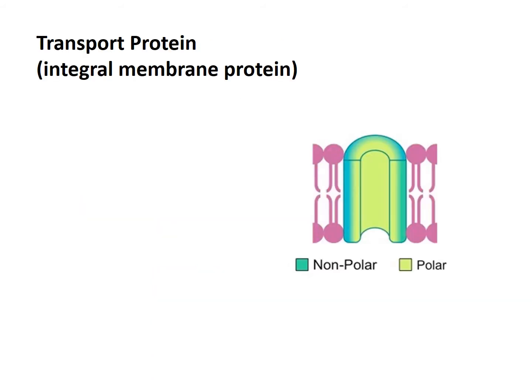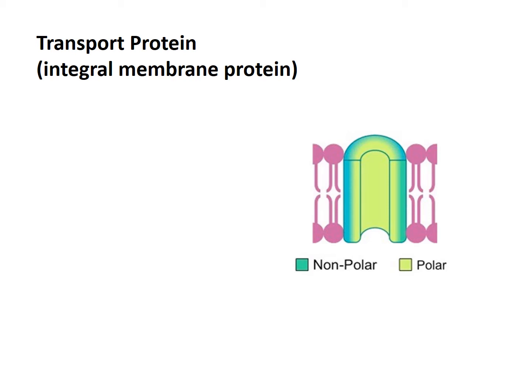Next, I'd like to illustrate this with a couple of examples. Recall from a previous lesson that integral membrane proteins are those that are permanently embedded within the plasma membrane. That's what you see here. You see an integral membrane protein. This one happens to be involved with transport, and it's embedded within the purple phospholipid bilayer.